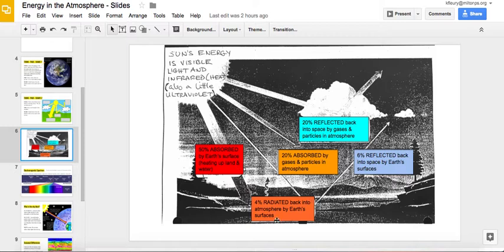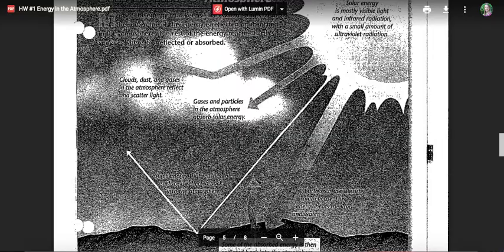And then about 4% of the energy that's absorbed into the land and water is radiated back into the atmosphere by Earth's surfaces. So as the Earth heats up, it then starts to give off some of its energy, and some of that is radiated back into the atmosphere. All right, let's go back to the reading.